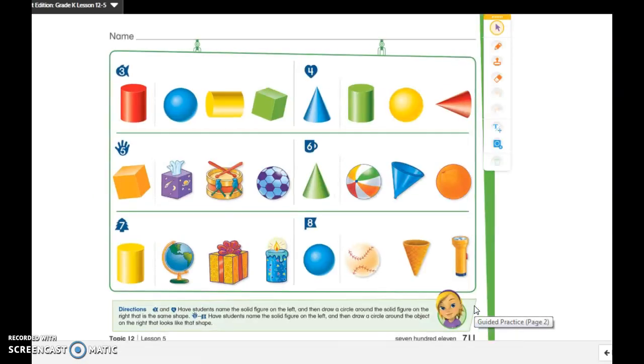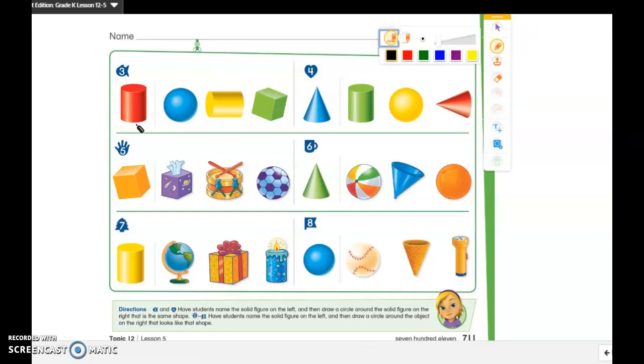Flip page. There we go. Okay, so the top set, exactly the same. The bottom set, they want you to pick the thing in real life that matches it, okay? So I'm just going to say which one we're on, okay? Red one. What is it called? Say it out loud. Cylinder.